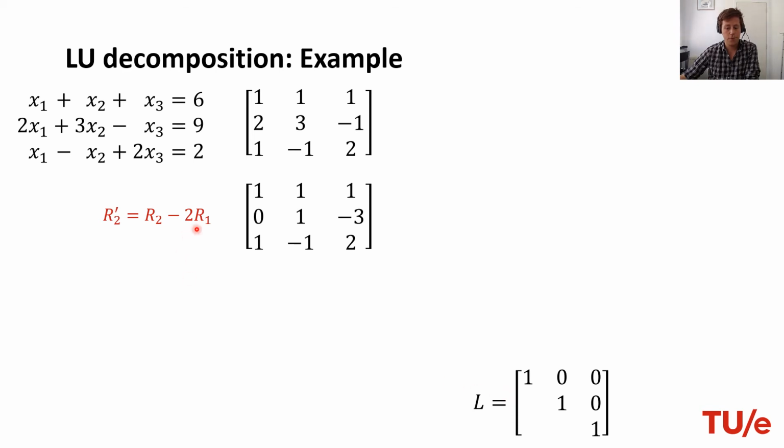In order to convert U back to A, what we would have to do is take this term on the right here and move it to the other side of the equation. Then this minus 2 would turn into a plus 2. So the coefficient that we have to write here is 2 in our matrix L.